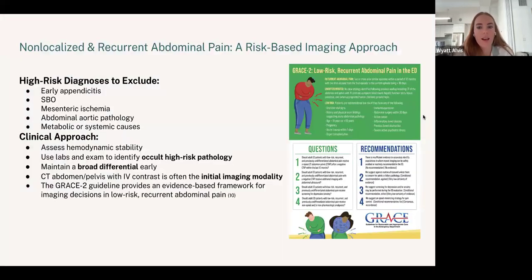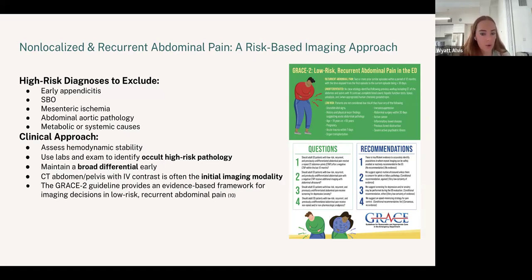And so this isn't a quadrant, obviously, but I did want to talk a little bit about non-localized pain as well as recurrent abdominal pain, or people that come in multiple times with generalized abdominal pain. So our initial focus here would be ruling out, again, those can't miss diagnoses, which can present before our pain might localize, such as early appendicitis, SBO, mesenteric ischemia, or any aortic pathology.